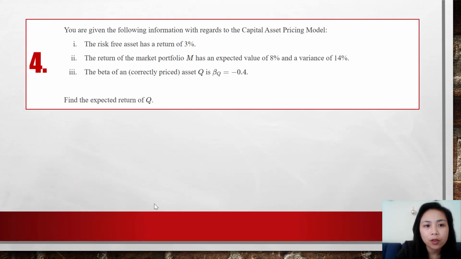Problem number 4. You are given the following information with regard to the capital asset pricing model. The risk-free asset has a return of 3%. The return of the market portfolio M has an expected value of 8% and a variance of 14%. The beta of a correctly priced asset Q is beta Q, which is negative 0.4. Find the expected return of Q.